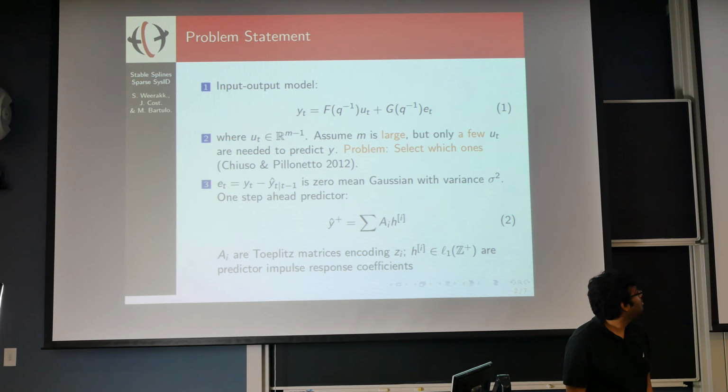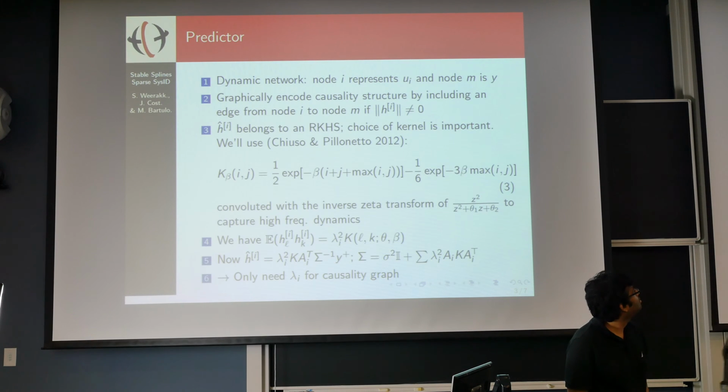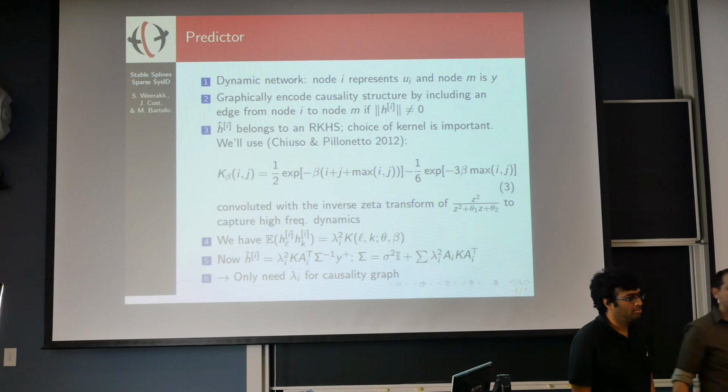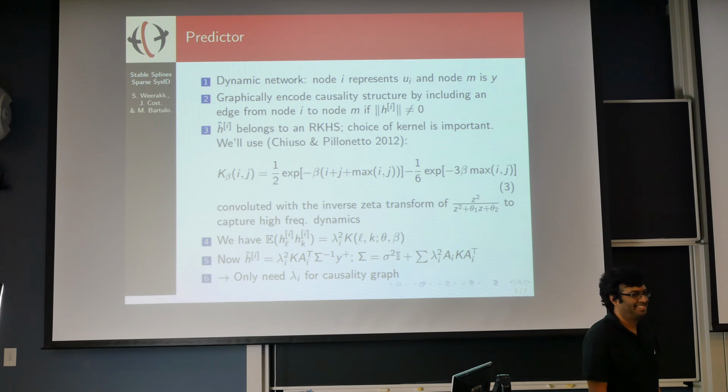And so we have equations for the predictor, and we're going to impose that the predictor is from a reproducing kernel Hilbert space, and we've chosen the kernel to be this exponential thing here. So it is positive definite. If beta is too large, it will be computationally not positive definite, which I found out the hard way, but it's positive definite.